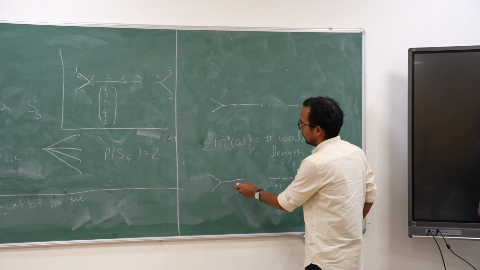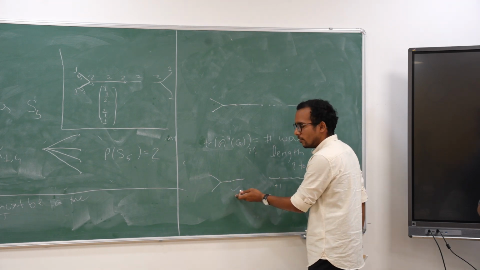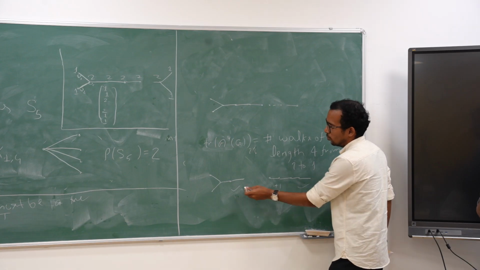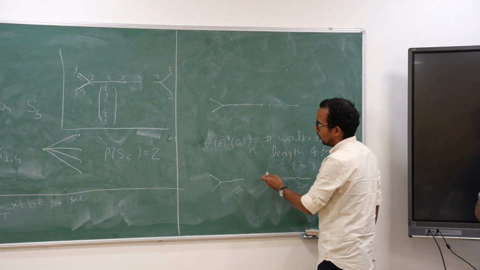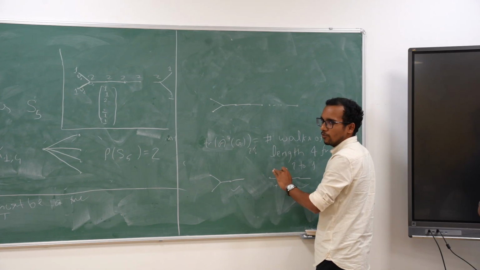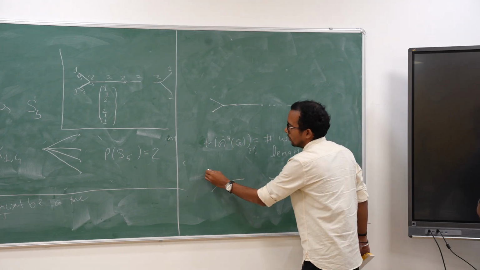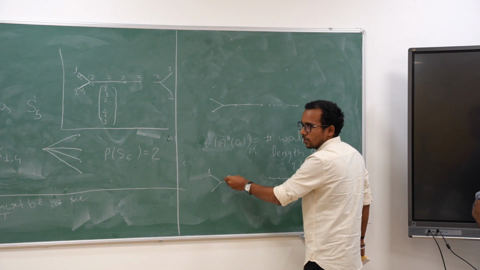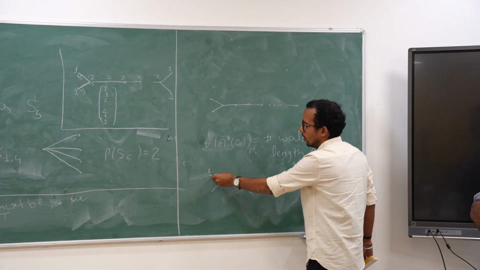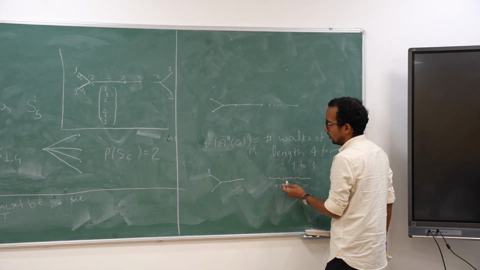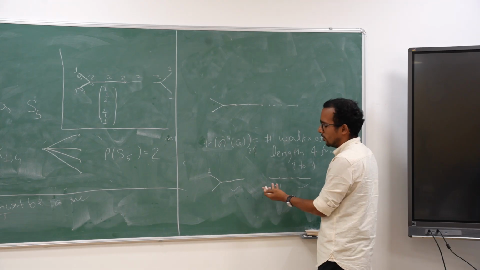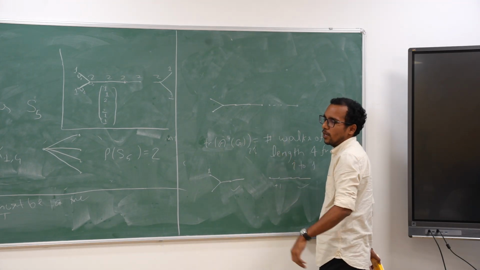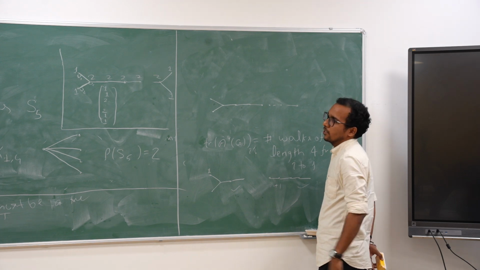So if I consider this as one graph and this as the other, these two do not have the same number of walks of length 4. If I consider the number of walks of length 4 from 1 to 1, here and here, these two don't have the same number. So this graph is also eliminated. Therefore, the path graph is the only graph with this spectrum.